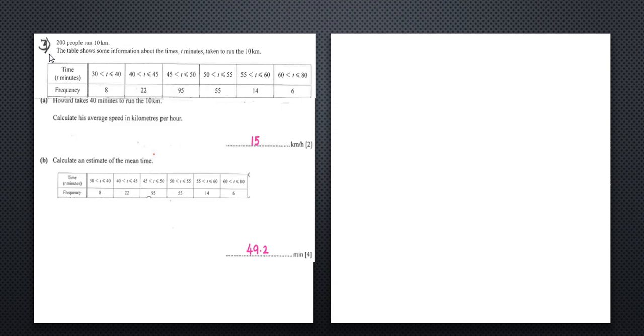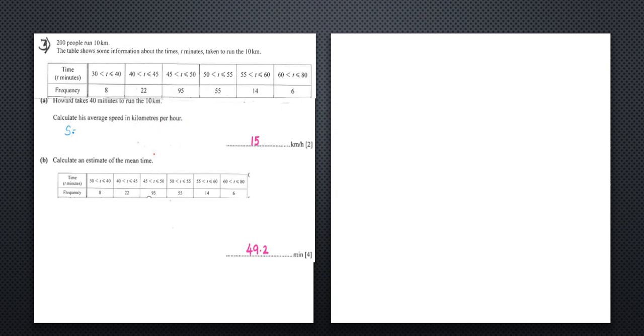Let's look at question number 3 now. 200 people run a 10-kilometer race. The table shows some information about the times in t minutes taken to run the 10 kilometers. So the first column is the time taken and the next row is the frequency. Howard takes 40 minutes to run the 10-kilometer race. Calculate his average speed in kilometers per hour.